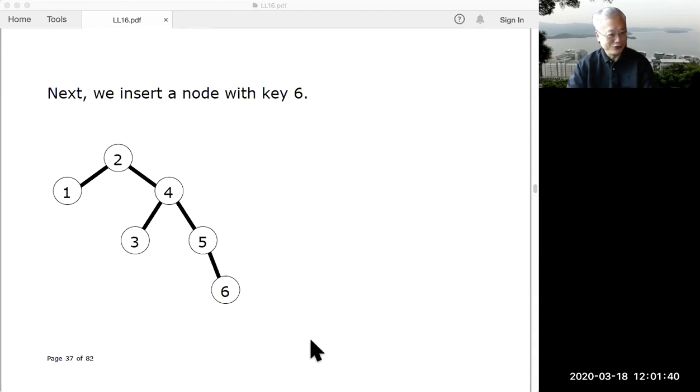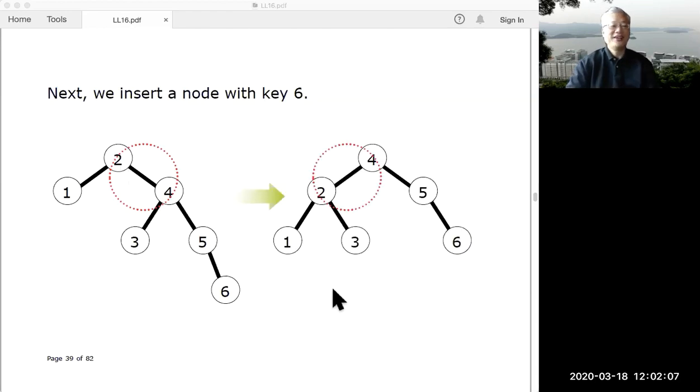2-4. Does everyone agree? Yes, 2-4. When we say two has a problem, then we do rotation like this. Good. Now that's a left rotation.